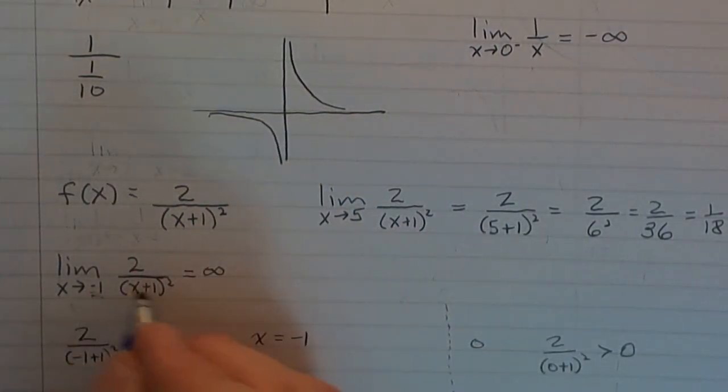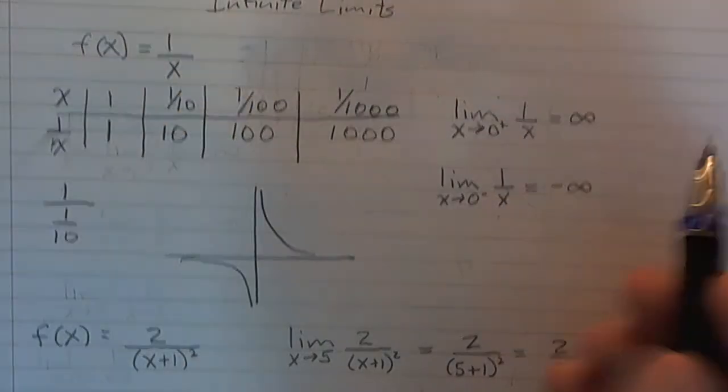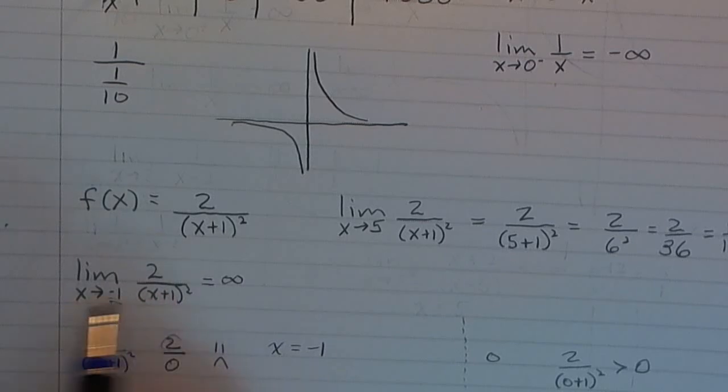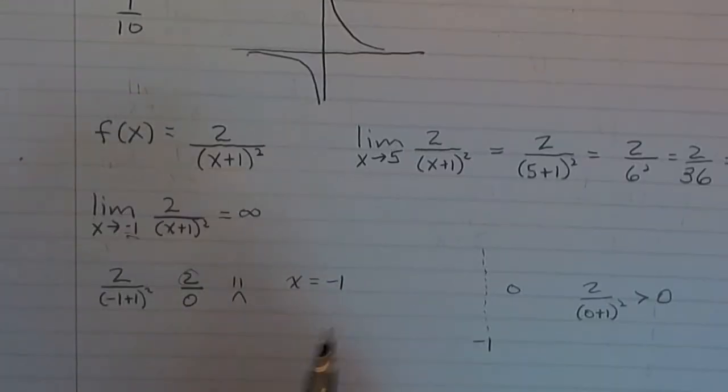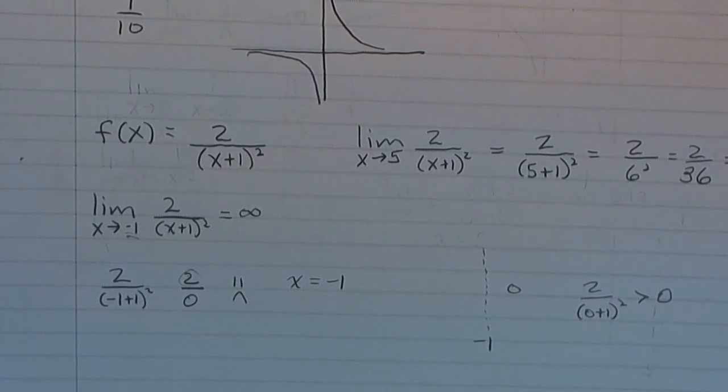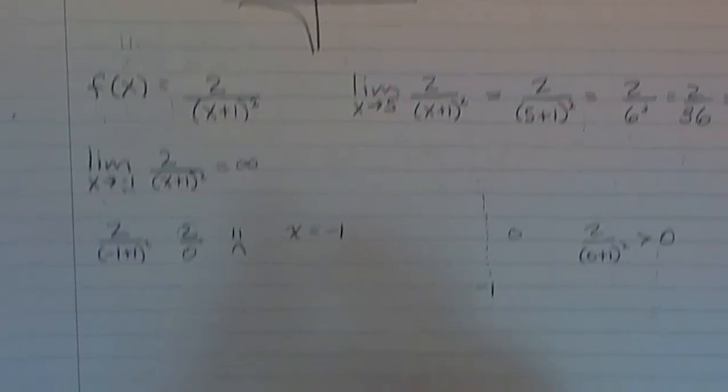So we didn't have to do a left-hand limit and a right-hand limit. Here, we were just told, find this limit. And we found it to be infinity. So whenever we have a situation like that, that's what we do. So let's look at another one.